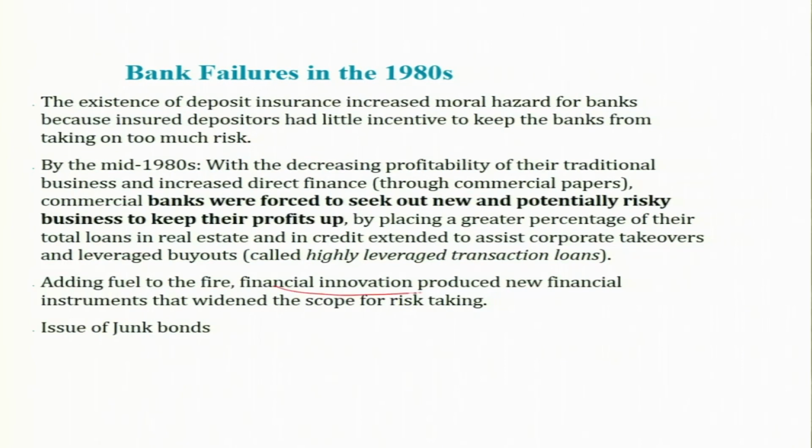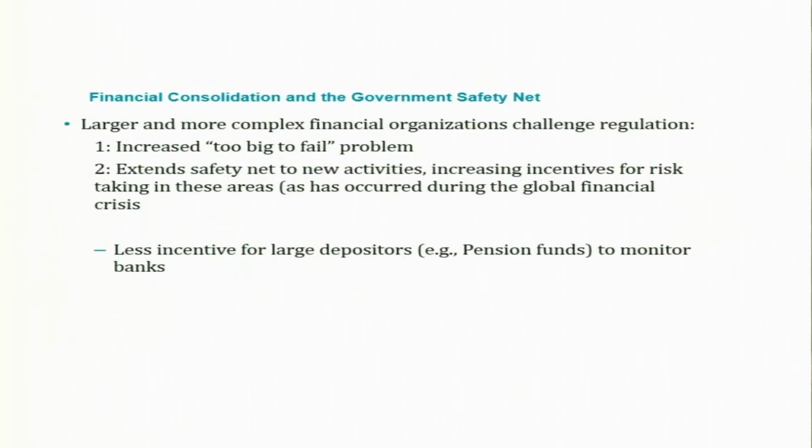In addition, financial innovations also produce new instruments that widen the scope of risk taking, and several banks issued junk bonds as part of their financial innovations. They issued these against the backdrop of a perception that if something goes wrong, if their investment goes wrong, the government will bail them out. In addition, we can see that financial consolidation and the government safety net also contributed to the bank failures.